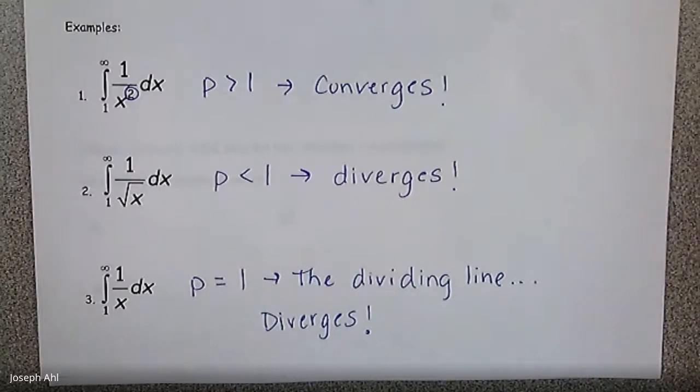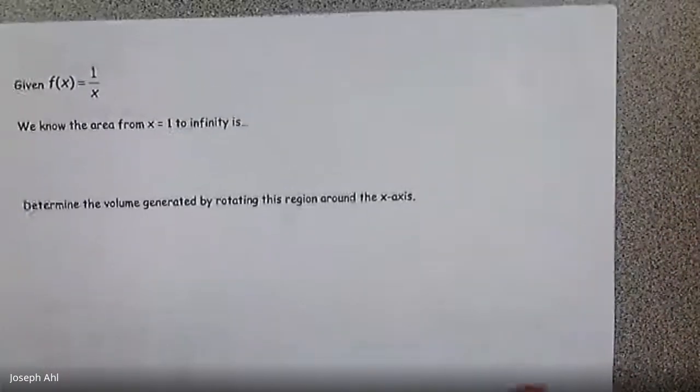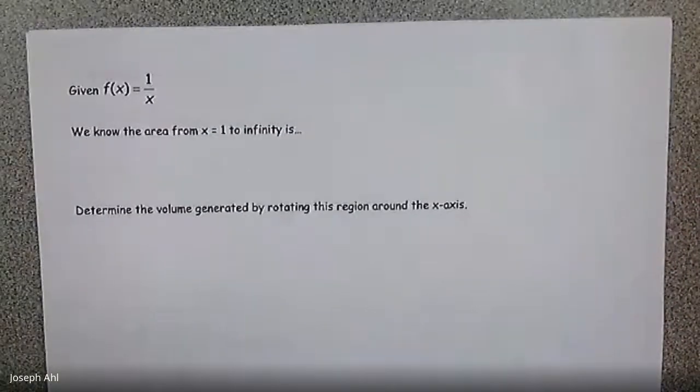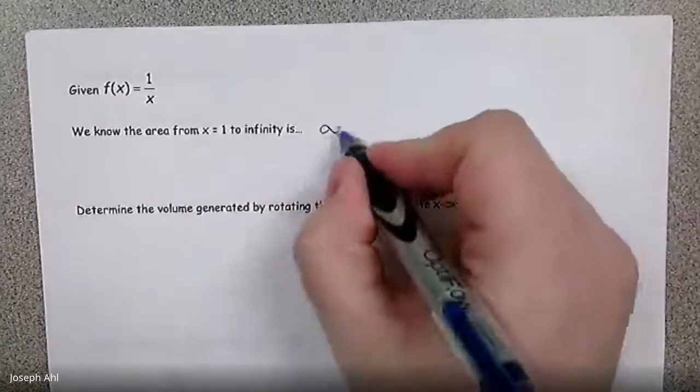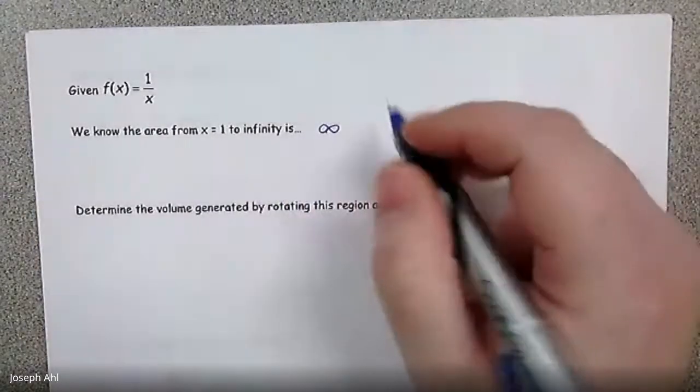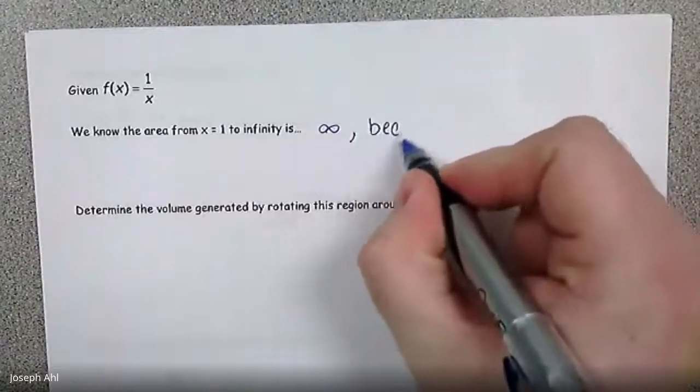Based on that, let's go ahead and recap what we've done with some improper integral applications. On the next page, we have f of x equals 1 over x. We know that the area from x equals 1 to infinity is infinite, because we just did that a half second ago.